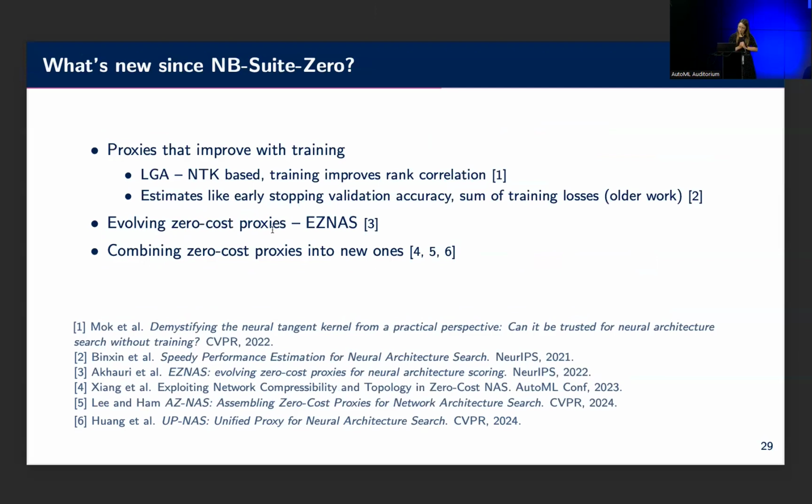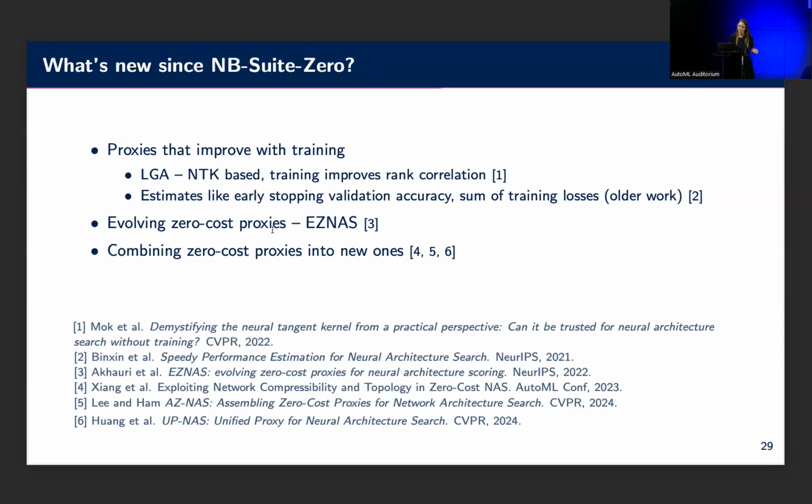What would also be good is if the proxies improved with training. There's a really nice blog post by Colin White, I think, which showed that for most of the proxies, when you train the network and then evaluate the zero-cost proxy, the correlation just drops. But if we had some multi-fidelity setting, we would really benefit from proxies that improve with training.